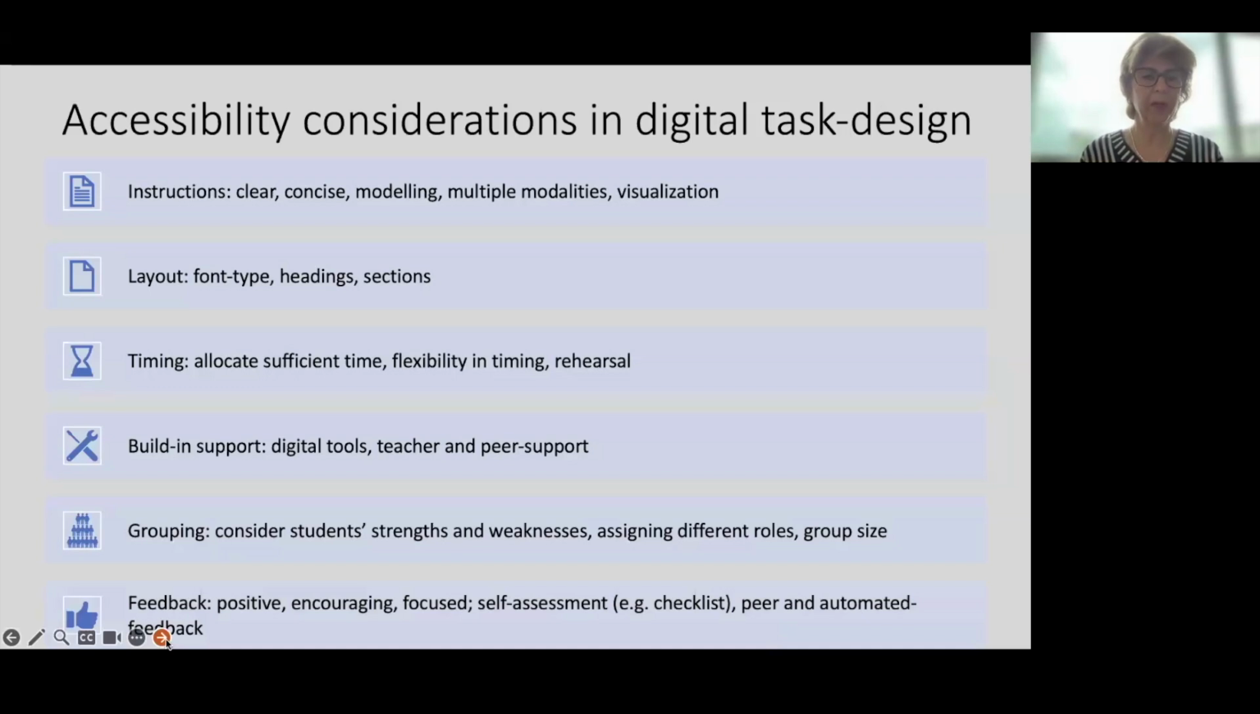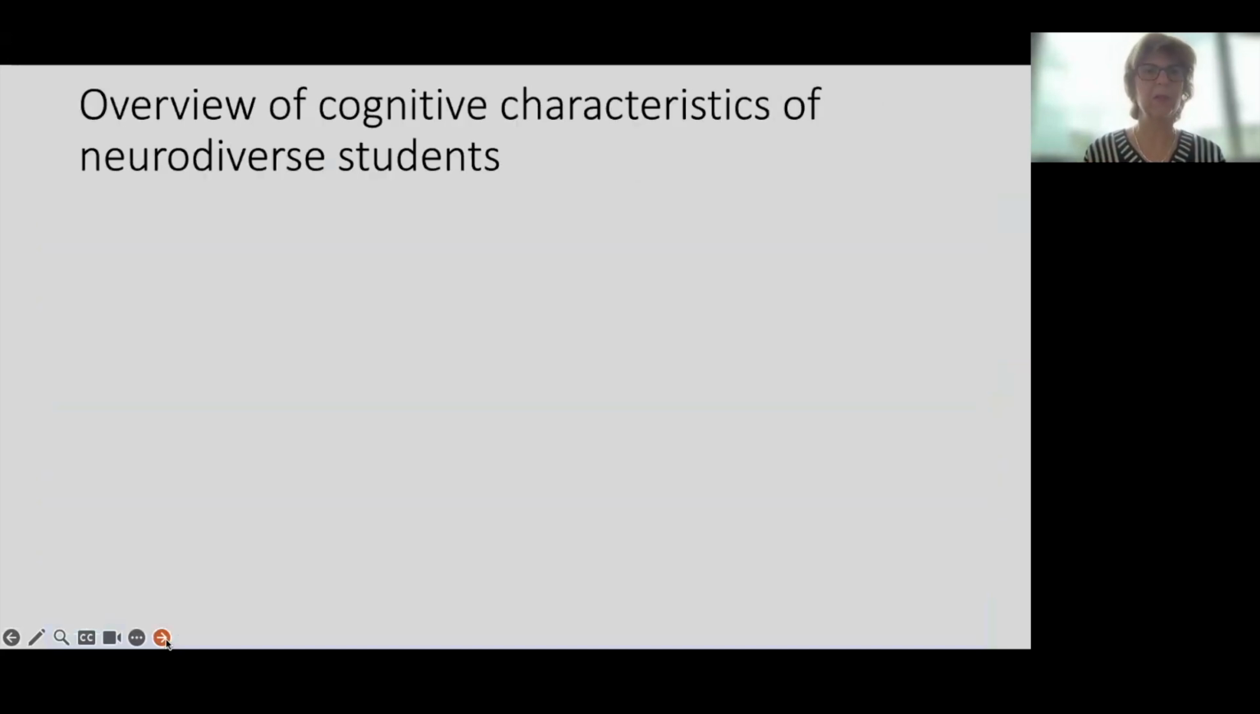And then when you give feedback using the digital tool, you should really try to also focus on positive, encouraging feedback. And then digital tools can have inbuilt checklists, or you can create checklists. And there can be peer and automated feedback as well in a digital environment, which helps students develop their language skills, right?